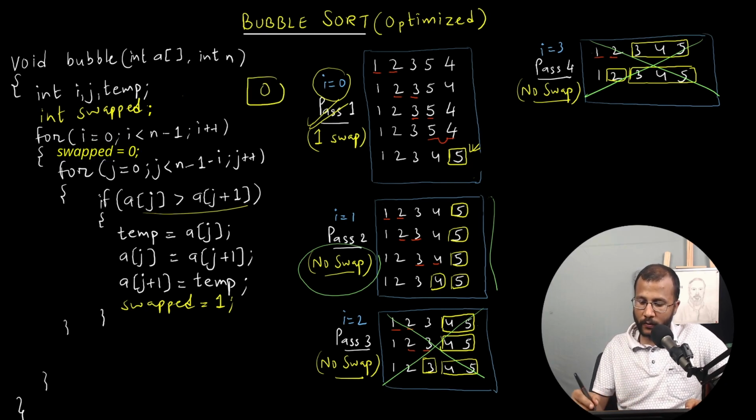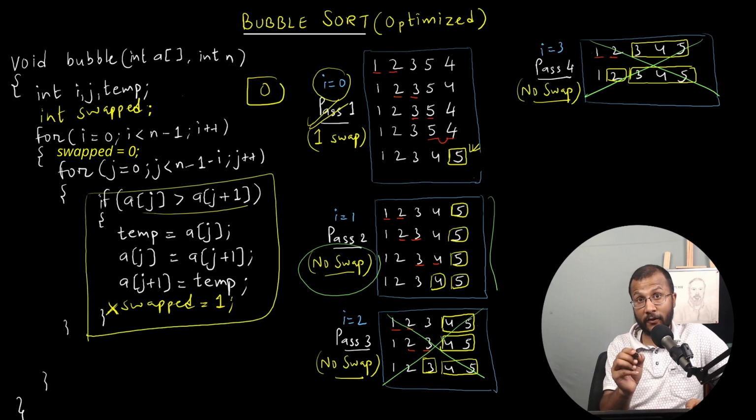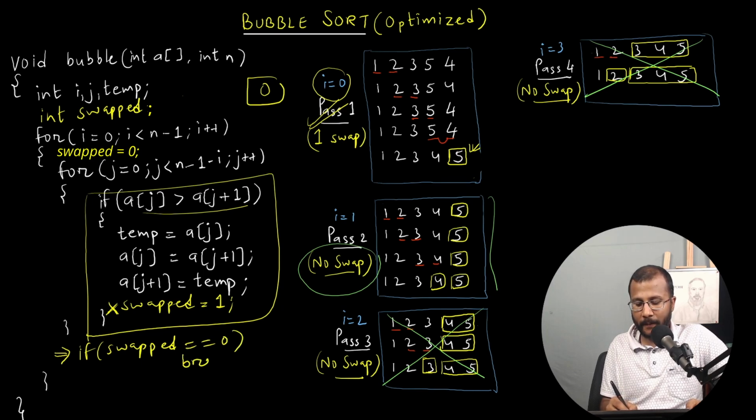It will perform pass 2. In pass 2, there is no swapping done, so this if statement is not encountered. So swapped is still 0. Once you come out of pass 2, you reach here, and you check if swapped is still 0. That means no swapping was done. Swapped equals 0, so I'll simply write break. That means it will come out of the outer loop, and then the program ends.